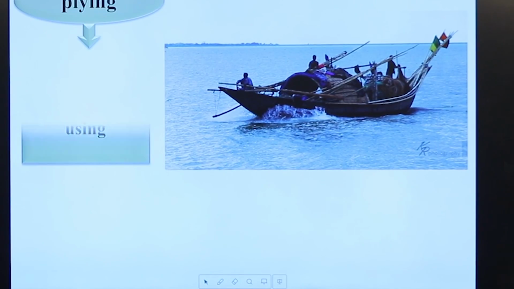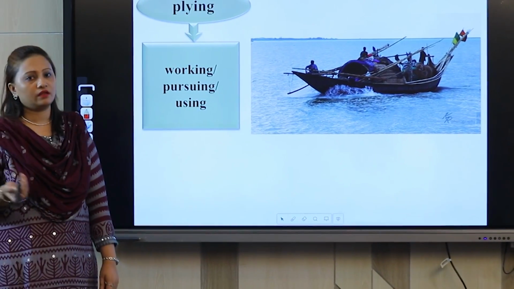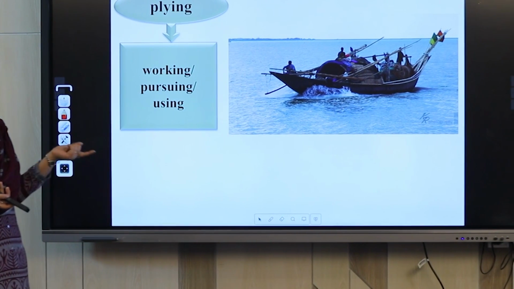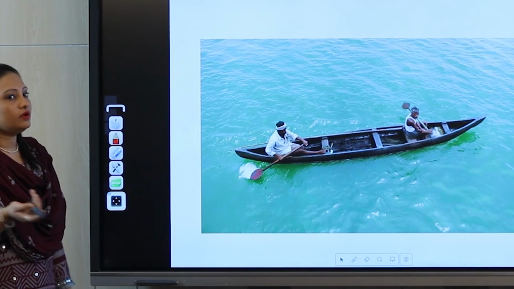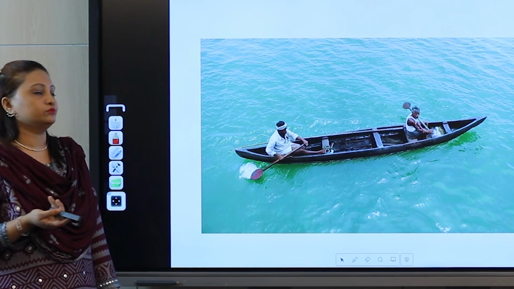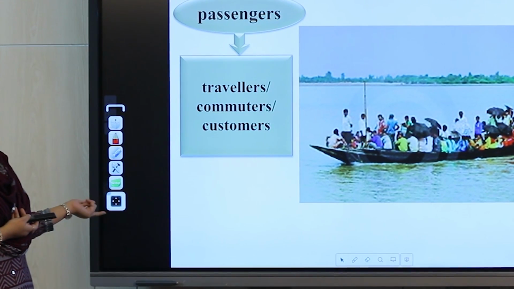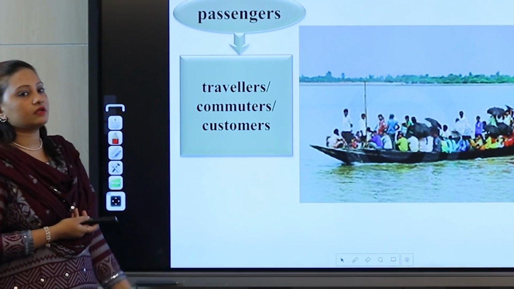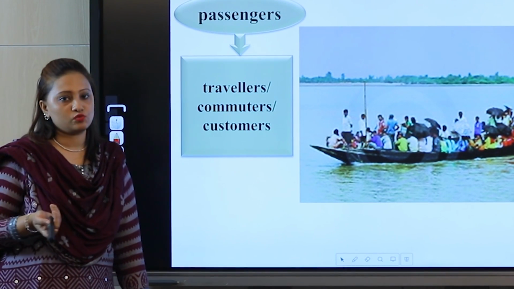And next is plying. This type of word you will get in many places in English, that is plying. What is the meaning of plying? Working, pursuing, using. So everyone is highlighting the hard words, right? In your book, it's page number 42. So what is the meaning of passengers? Travelers, commuters, customers. If you can write down the meanings as well.